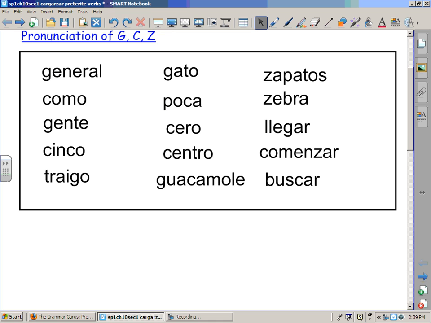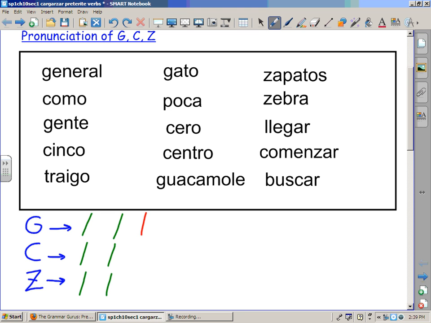Now here is where I'm going to put it up to you. I want to tell you that these three letters, G, C, and Z, all have two different pronunciations. And we need to understand that before we can see how that applies to preterite verbs. So let's take a look at these letters, G, C, and Z, and you tell me what the sounds are. We will make soft sounds and hard sounds, because each of these has a soft sound and a hard sound. For our notes today, we'll put the soft sound in green and the hard sound in red.